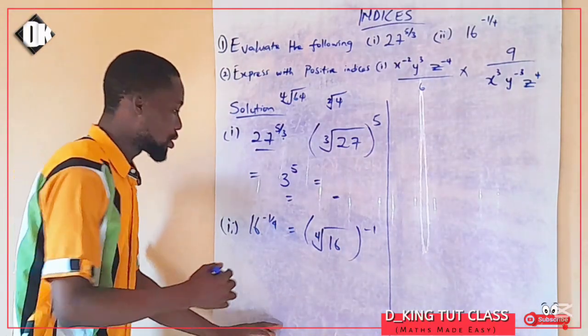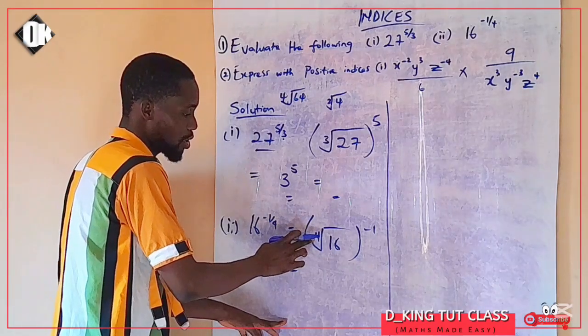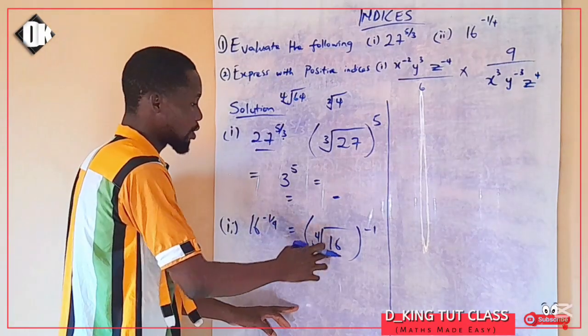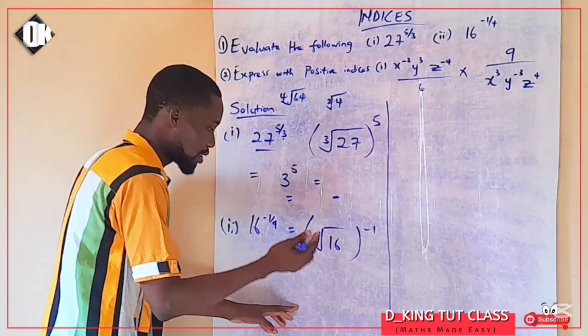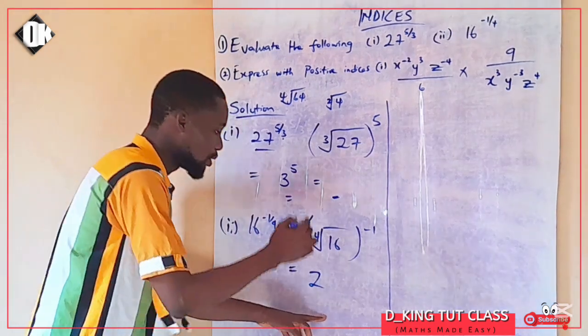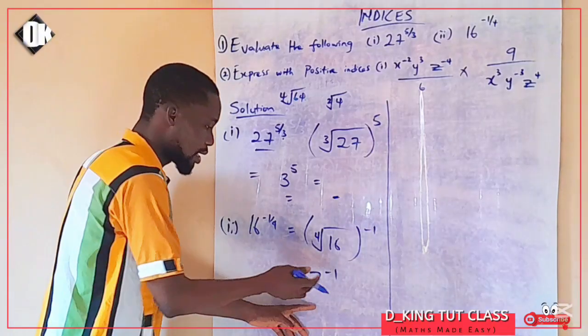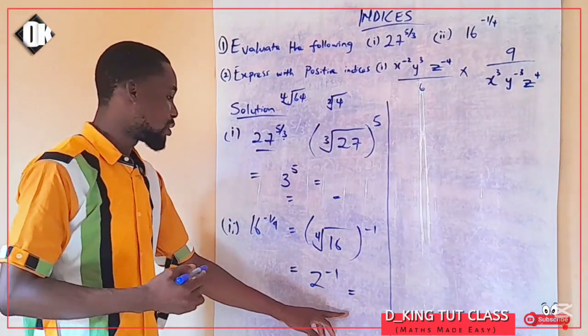Now, at this point, what will I have? What number will I multiply 4 times to get 16? So you start with 1. 1 times 1 times 1 times 1 can never give 16. But I think 2 will give us the right answer. Now at this point, what are we left with? The power. That's 2 raised to power minus 1. You can either stop here or you expand further with another law of indices.